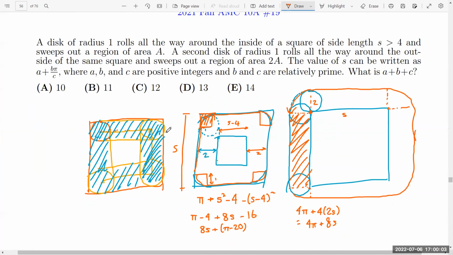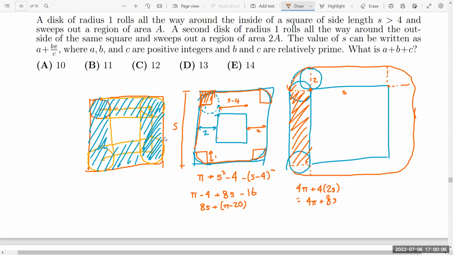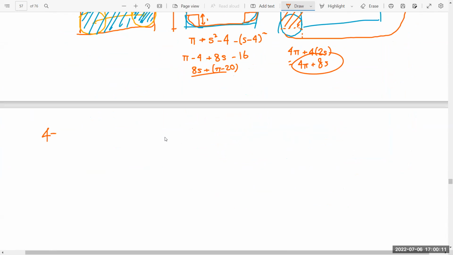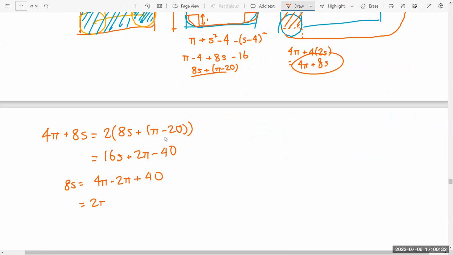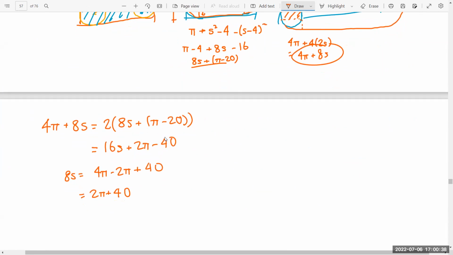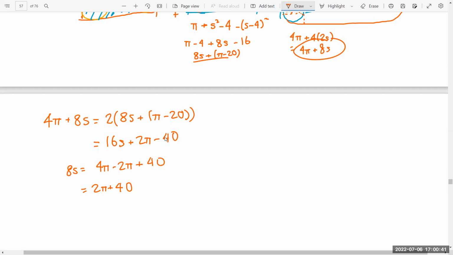So we can say that this area is double this area. We can write a new equation: 4 pi plus 8s equals twice (8s plus pi minus 20). Multiplying this out gives us 16s plus 2 pi minus 40, which means that 8s equals 4 pi minus 2 pi plus 40, or 2 pi plus 40. Sorry, 8s equals, yeah, 2 pi plus 40.